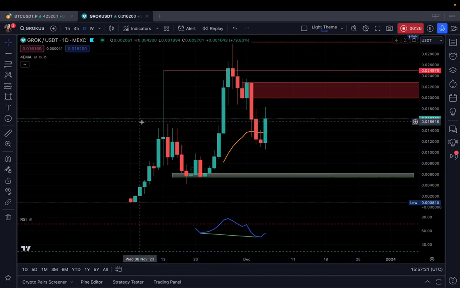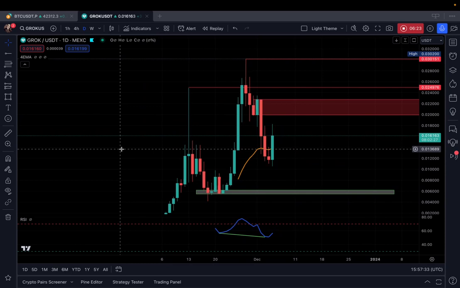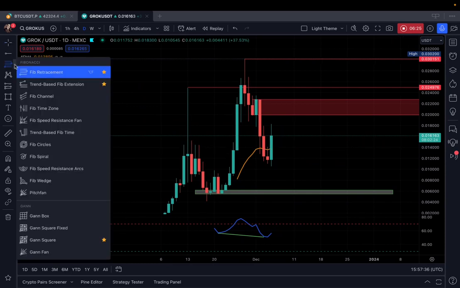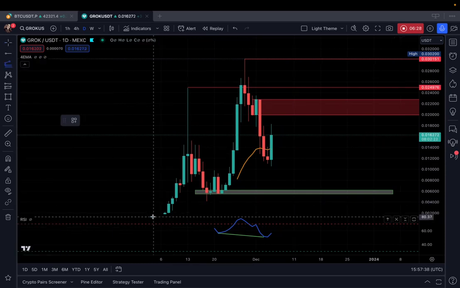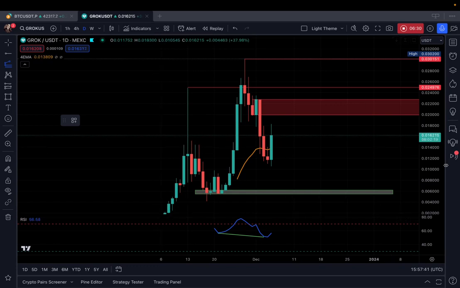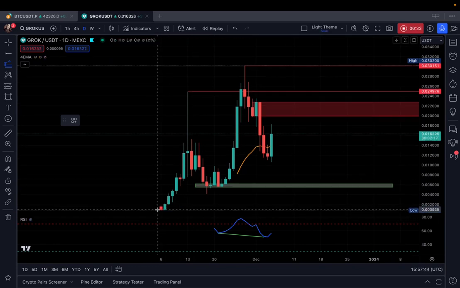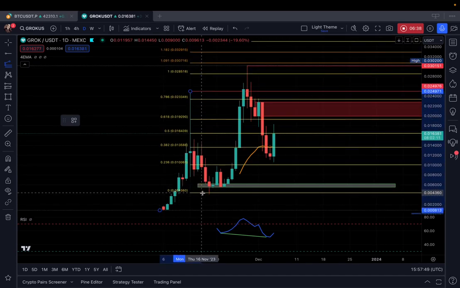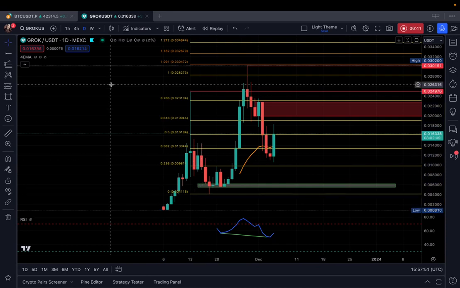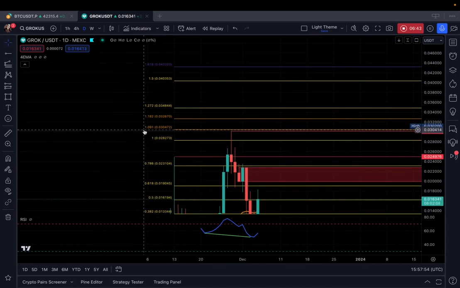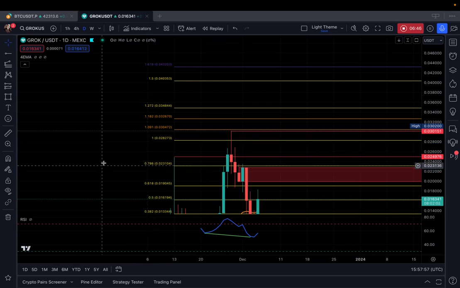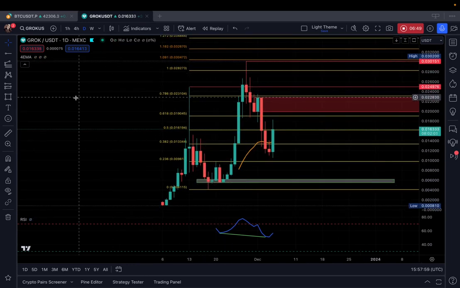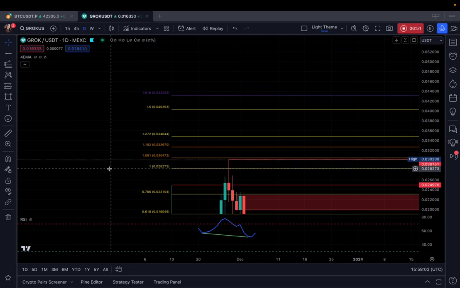Okay, now let's try and pull fib extensions and we'll see what we'll see. Let's pull a trend based fib extension from the low to the high and to the low again, and we see that the all-time high, which was the next high after this one, made it between the 1 and the 1.272, which is actually a very common target.